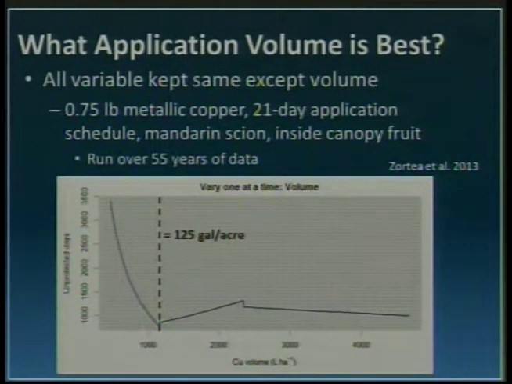And then we showed that at the bottom of that curve is our best performing point, and it corresponded quite nicely with the 125 gallons per acre. So that looks like it's a pretty effective volume for disease management for optimal copper application, at least with the historical data.